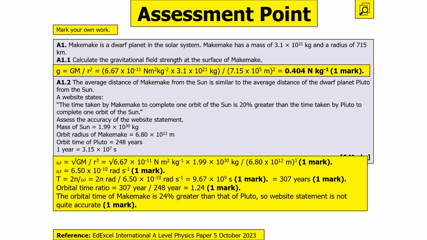So now we've got the time period for Makemake, and we already had the time period for Pluto, both in years, because we're going to ratio them, it doesn't make a difference. So therefore we can ratio the two of them. 307 divided by 248 is 1.24.